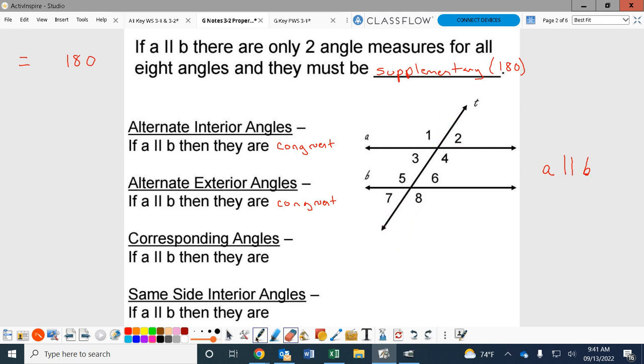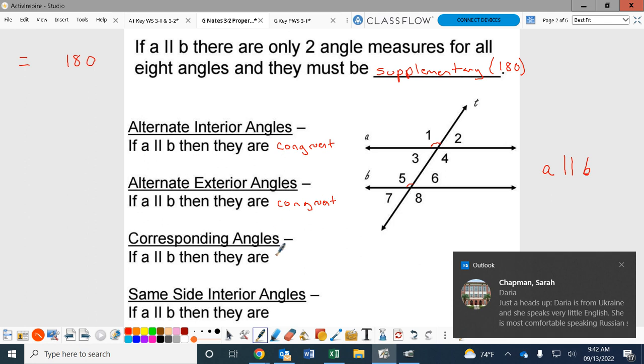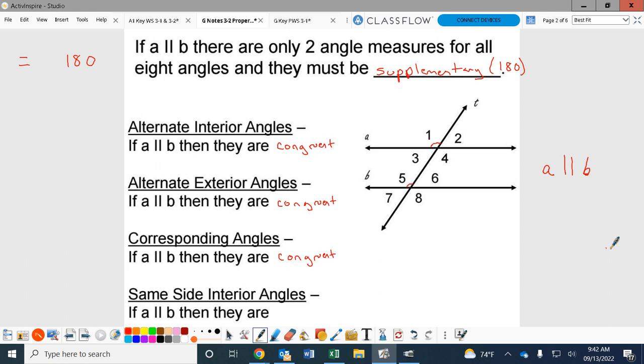Okay, next pair is going to be your corresponding angles. If I tell you I want the corresponding angle to angle 1, what angle is on the same side but on the inside of the 2 pairs? What goes with angle 1? 5. Angle 1 goes with angle 5. And what do you notice about those 2? Are they equal or are they adding up to 180? So they are congruent to each other. There we go.